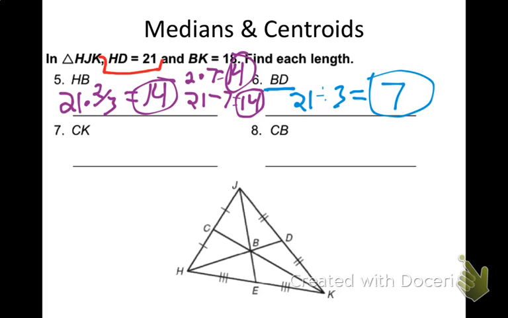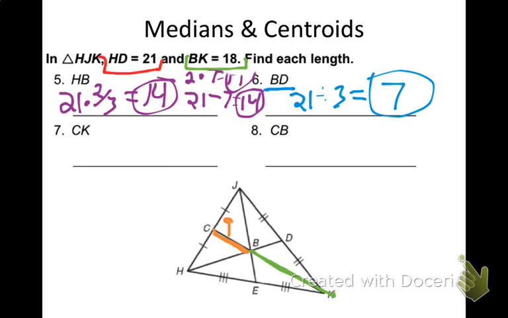Number 7 and 8. BK is 18. So BK here is 18. Do I have the whole segment? No, I do not. I have 18 there. What could I find here first, do you think? What would be easier to find, maybe? CB, I'd agree with you. If BK is 18, CB is then? 9. It'd be 9. CB is 9.